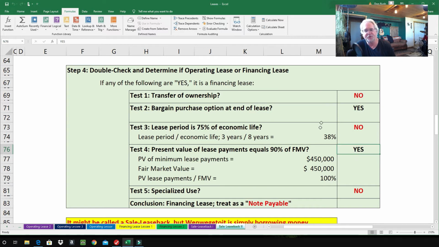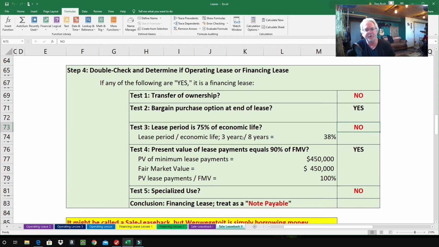So let's go through them. You already know what the answer is. This is a financing lease, but let's go through these 5 tests. Test number 1, is there a transfer of ownership at the end of the lease? In other words, is it written into the lease that the truck will revert back to the construction company as far as ownership goes? And in our description in the problem up above, there was no talk about that, so we're listing that as no. However, test number 2, there is a bargain purchase option, which means that the construction company can buy that truck back at a price they can't refuse.